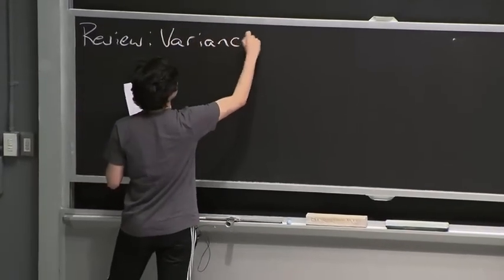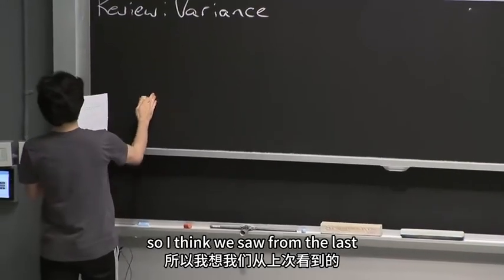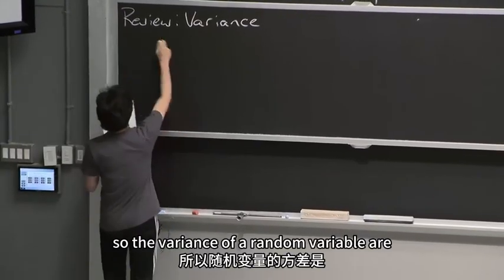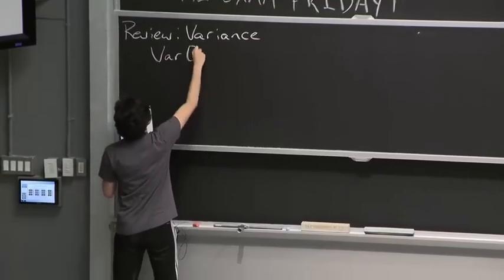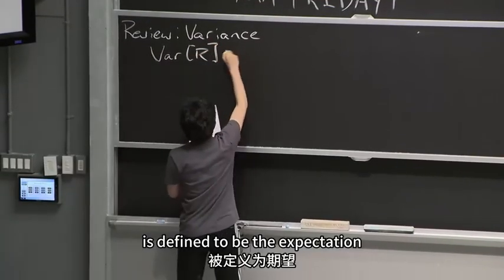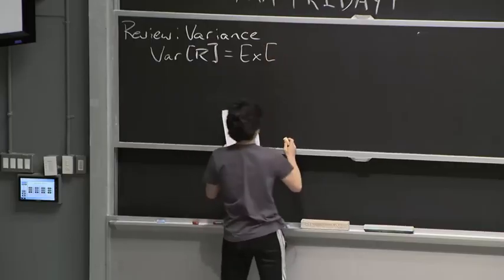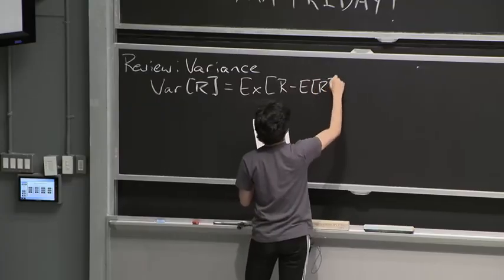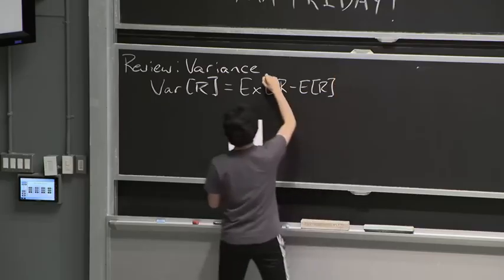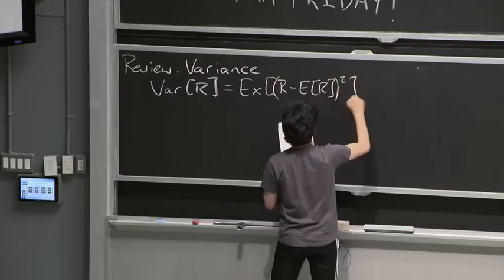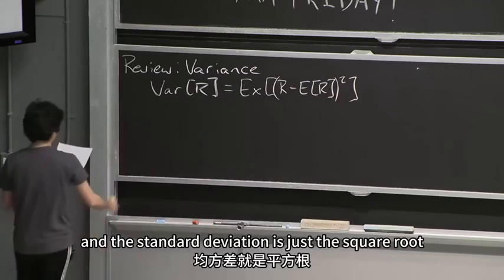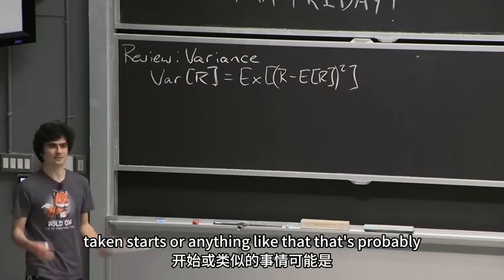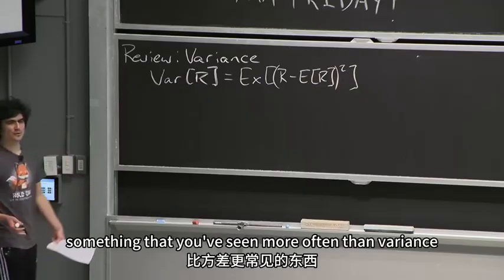Variance. Okay. So I think we saw this two lectures ago, possibly. So the variance of a random variable R is defined to be the expectation of (R minus the expectation of R) squared. Okay. And the standard deviation is just the square root of that. If you've taken stats or anything like that, that's probably something that you've seen more often than variance.